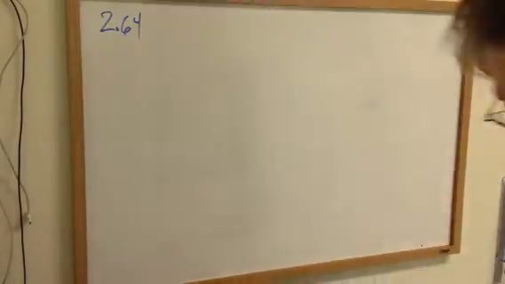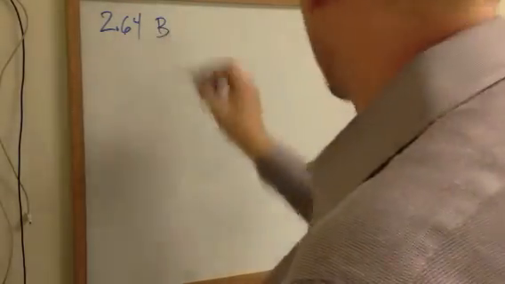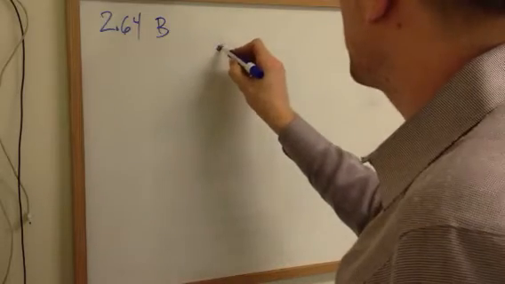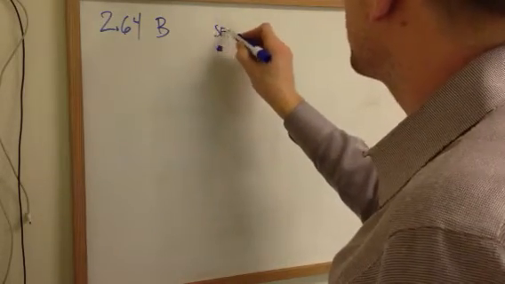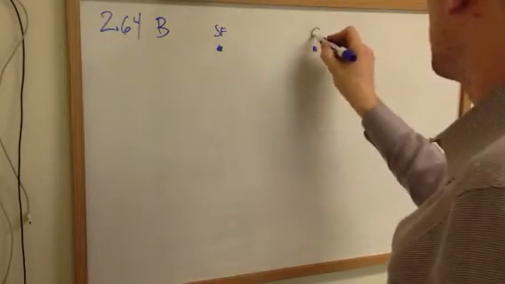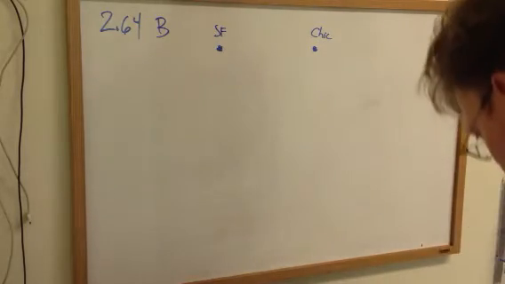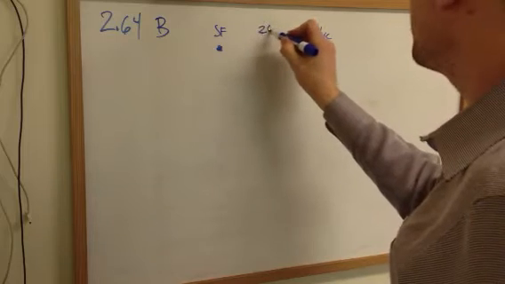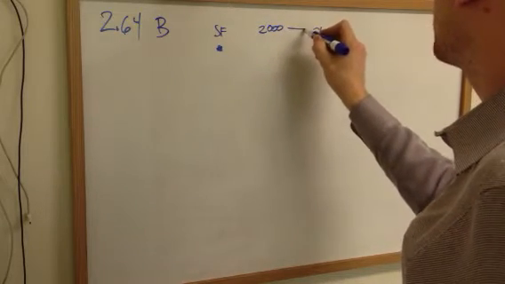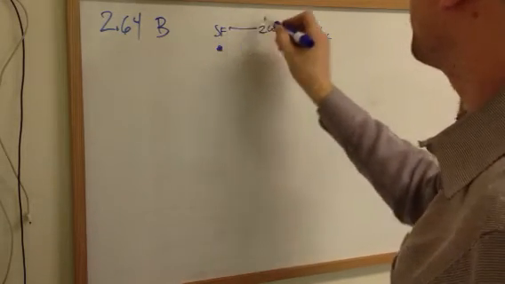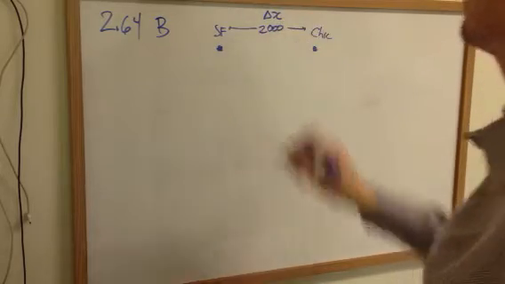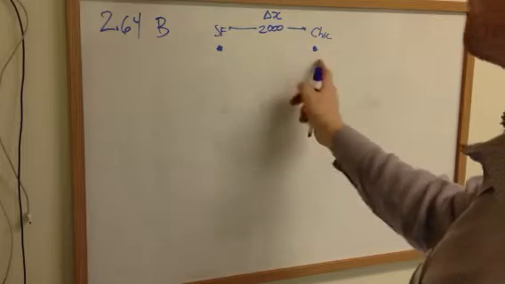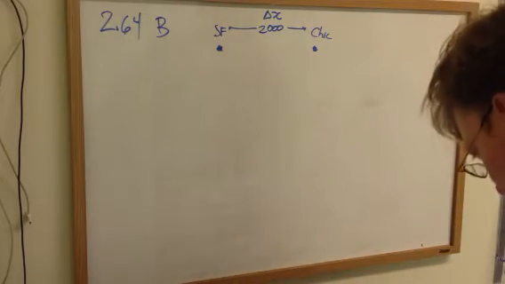2.64, part B, is a plane round trip from San Francisco to Chicago. It's 2,000 miles each way. That's delta x. That's a distance, a displacement, a separation between two positions.